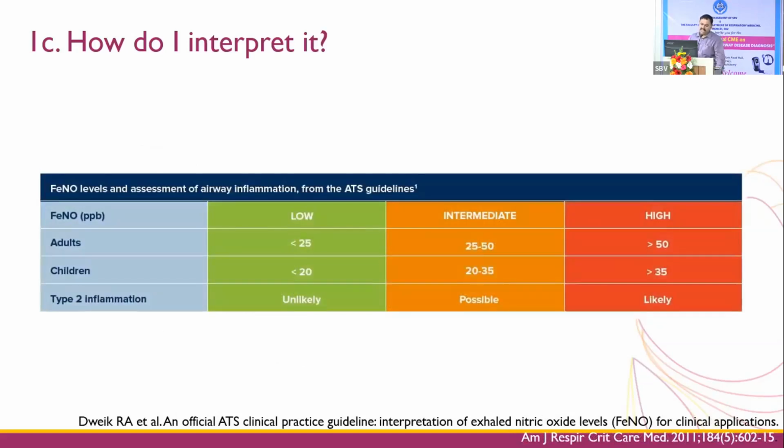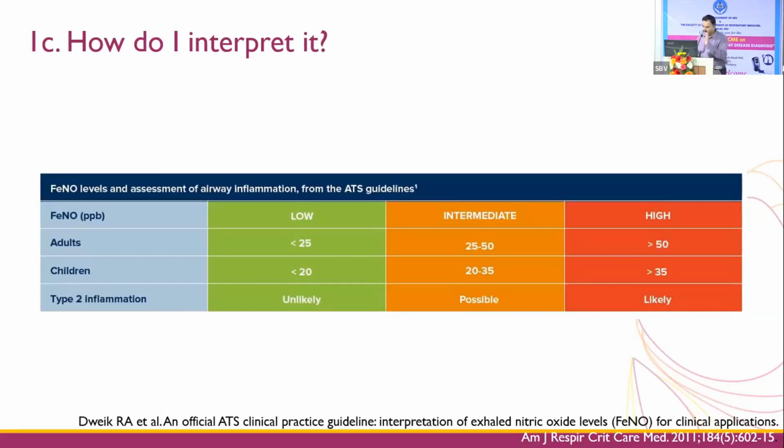For adults, if you have a FeNO of less than 25, that is low. If you have a FeNO of more than 50, that is high. For children, less than 20 is low, and more than 35 is high. So there are different cutoffs for pediatrics and adults. It is important to remember these four numbers: 25, 50, 20, 35.